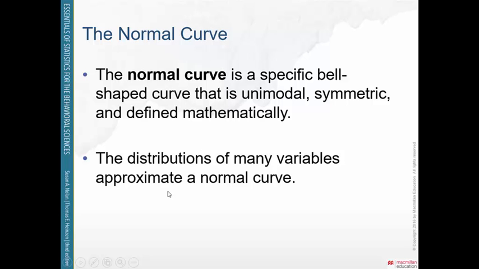The distributions of many variables approximate a normal curve, and this is correct. The more data that we collect, what we find is that many variables fall into a normal distribution. So if we collected heights of people or weights of people or IQ, all of these things, if you collect enough data, tend to fall into a normal curve. And so even though we may not collect enough data to actually see the normal curve ourselves, we assume that the population of data underlying the sample of data we take is normally distributed.